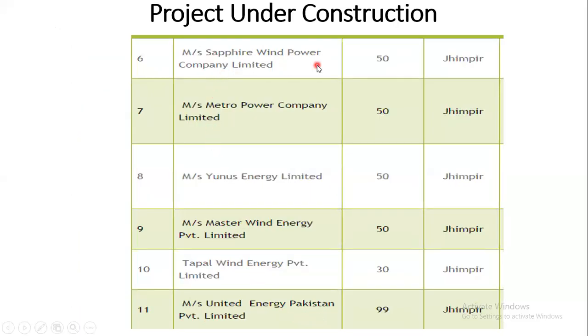M/S Sapphire Wind Power Company Limited installed its 50 megawatts in Jhimpir. M/S Metro Power Company Limited installed 50 megawatts in Jhimpir as well. M/S Yunus Energy Limited, the name I forgot in my previous lectures, 50 megawatts in Jhimpir. M/S Master Wind Energy Private Limited installed 50 megawatts in Jhimpir, and Tapal Wind Energy Power Private Limited installed its 30 megawatts at the Jhimpir location. M/S United Energy Pakistan Private Limited installed 99 megawatts in Jhimpir as well.